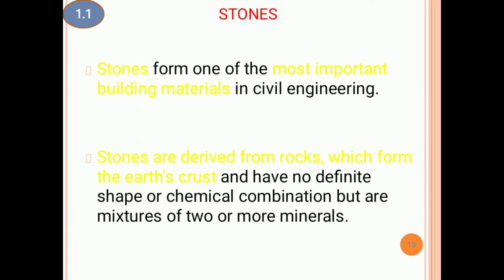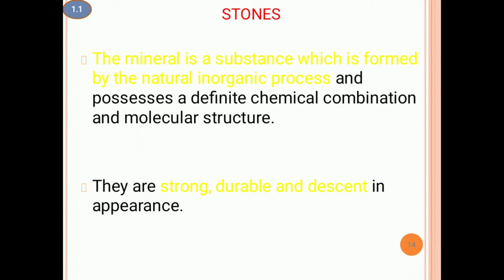It's a natural material. Its parents are nothing but the rocks. They do not have any definite shape or chemical combination but are a mixture of two or more minerals. Basically, stones are classified based on the mineral compositions. It's a mixture of two or more minerals chemically bound together, forming a hard material. So what is a mineral?